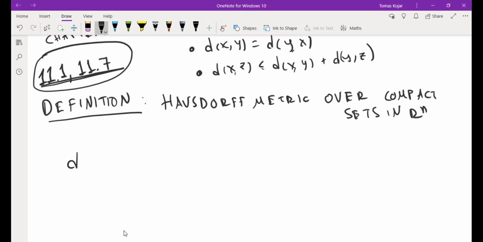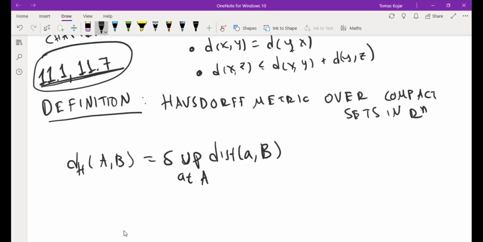So what is it? dH of A, B is the maximum. Actually, I want to write it a little bit differently: the sup over a in A of the distance from a to B, maximum with the sup over b in B of the distance from b to A.